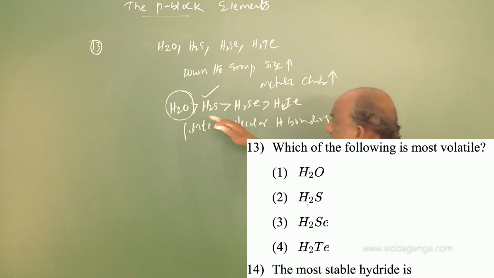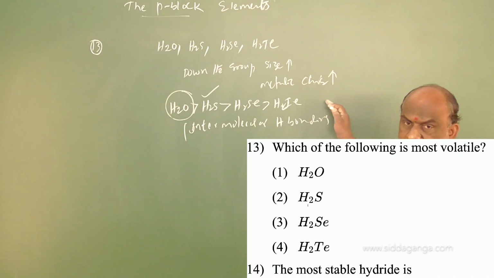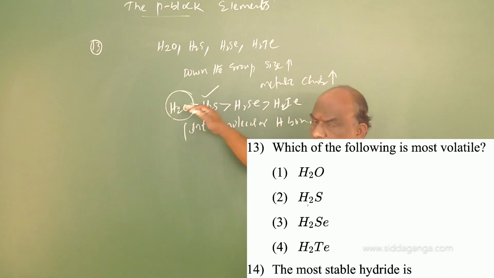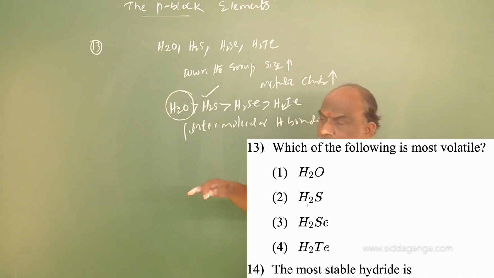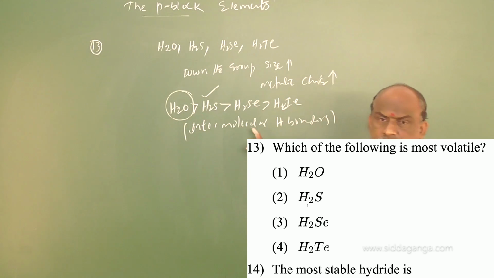So according to metallic character, for oxygen, sulfur, selenium, tellurium, down the group metallic character increases. We expect water to be more volatile, but water is less volatile compared to all the other elements. Why is water less volatile? Due to the formation of intermolecular hydrogen bonds.